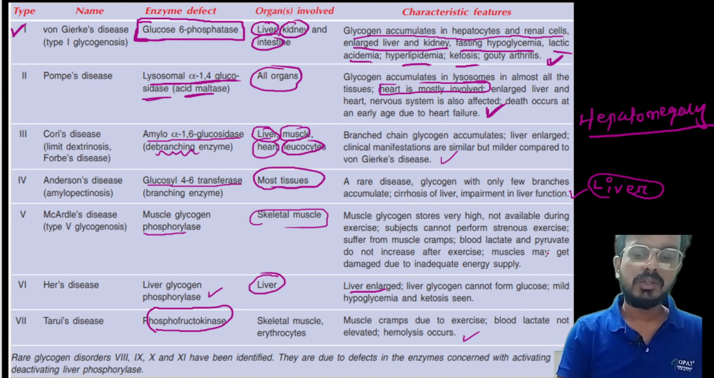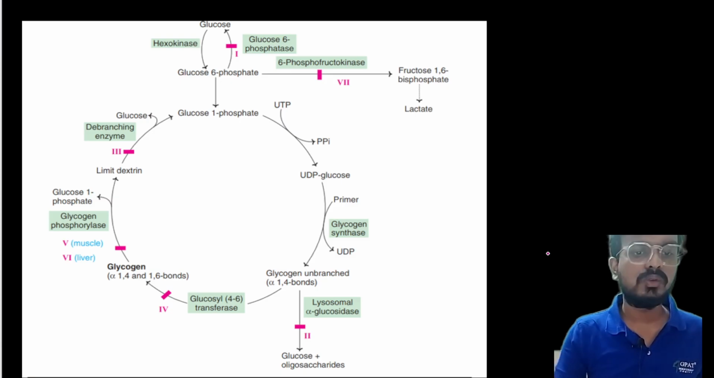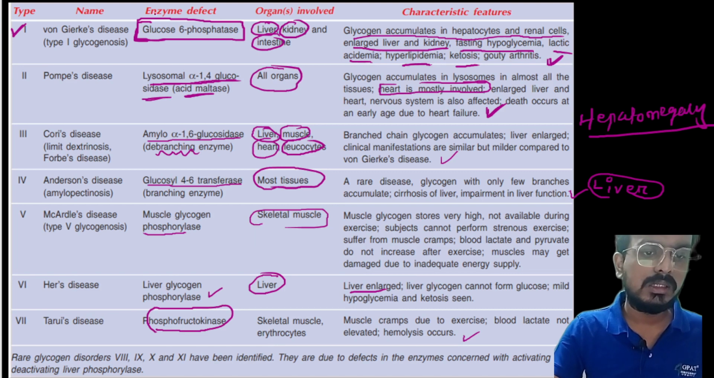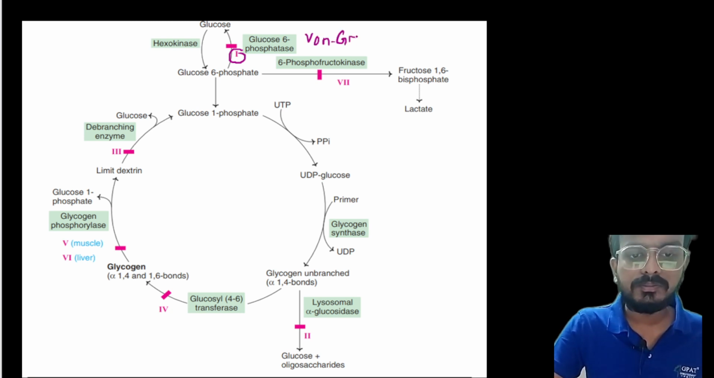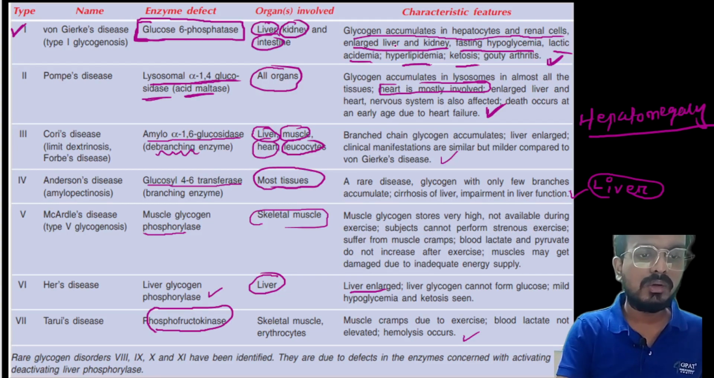Okay, so in this figure I have shown you where this particular enzyme acts. First is hexokinase or glucokinase. I told you this is von Gierke disease. So von Gierke disease is involvement of glucose 6 phosphatase. So type 1, glucose 6 phosphatase deficiency leads to which disease? Von Gierke disease. Next is type 2. Type 2 was your Pompe disease, lysosomal alpha 1,4 glucosidase.